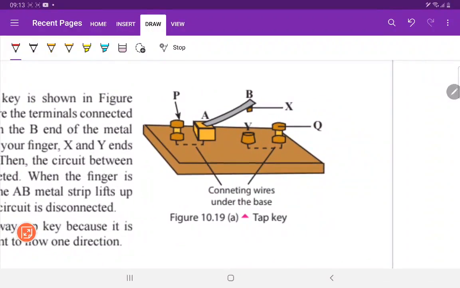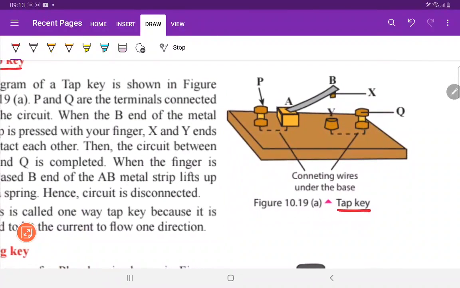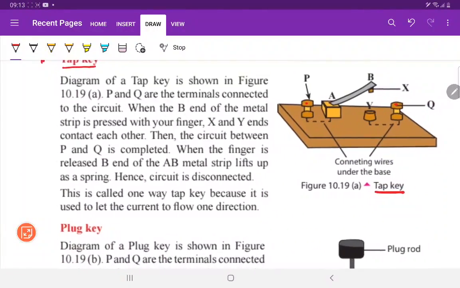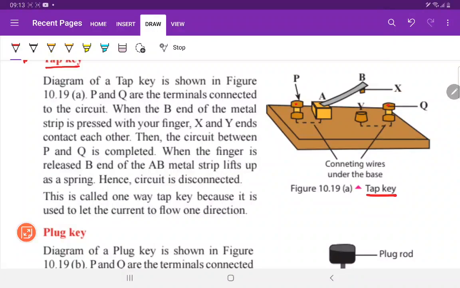Here, see, this is the tap key. So here are the parts. P and Q are the terminals connected to the circuit. These are the terminals connected to the circuit. When the B end of the metal strip is pressed with your finger, X and Y ends connect to each other.